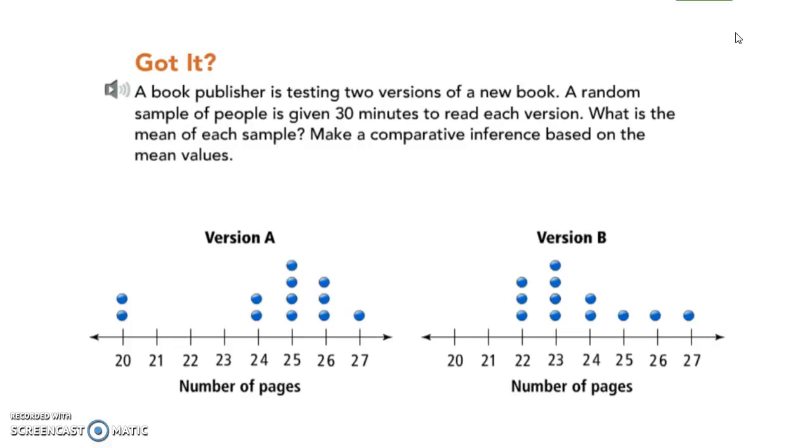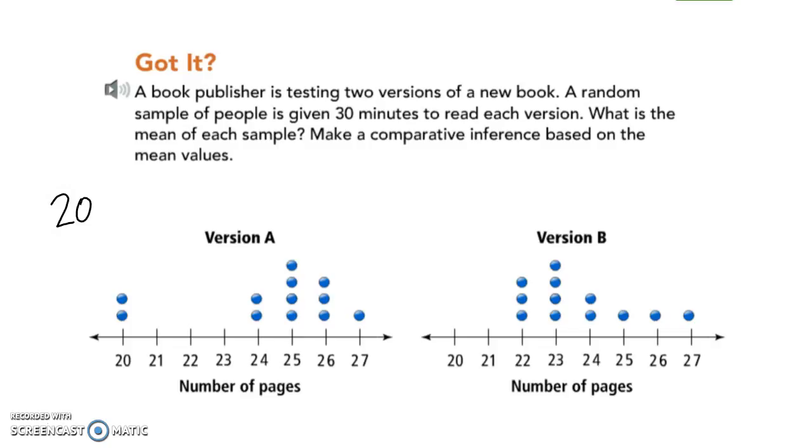Alright, they want us to find the mean of each sample here. Remember from the dot plot that each dot tells you how many times that number occurs in your data set. So first we want to list the numbers out and then find the mean of them. I do want you to do this with me in your notes. Okay, so first write down version A, and let's make a list of all the numbers.